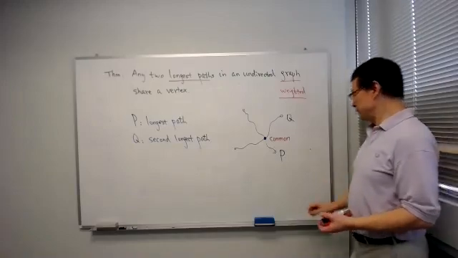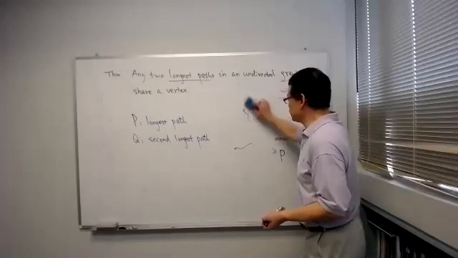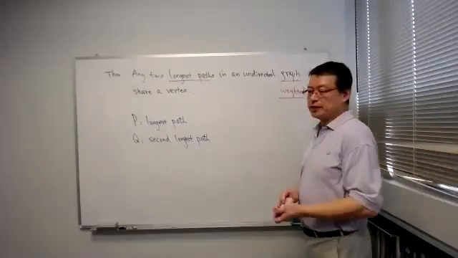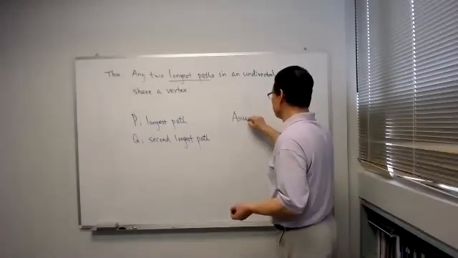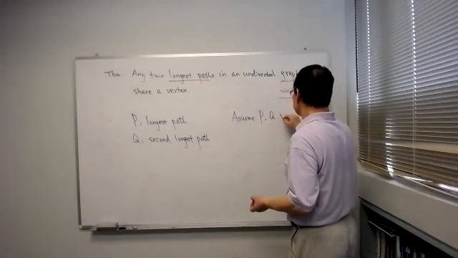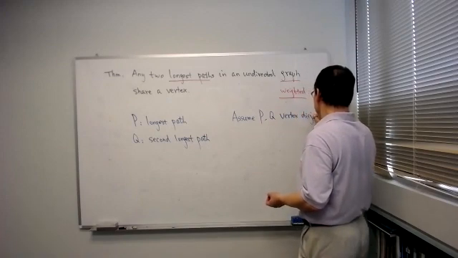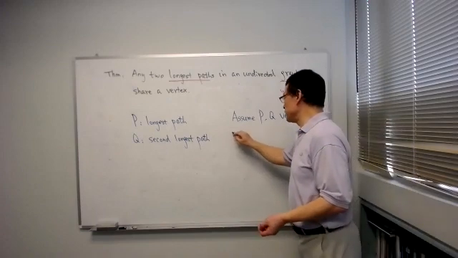So how can we do it? Very often we use proof by contradiction. Assume they are vertex disjoint. So assume they do not share any vertex. All right, so we have two paths that are vertex disjoint.